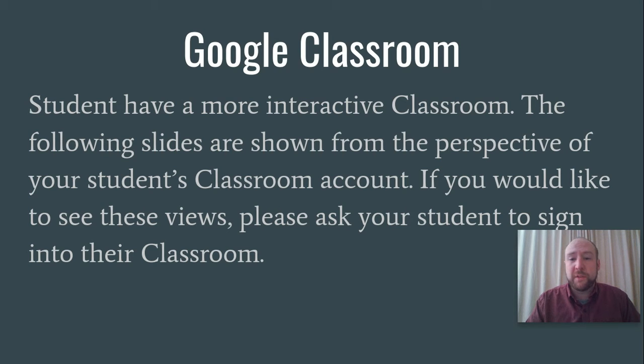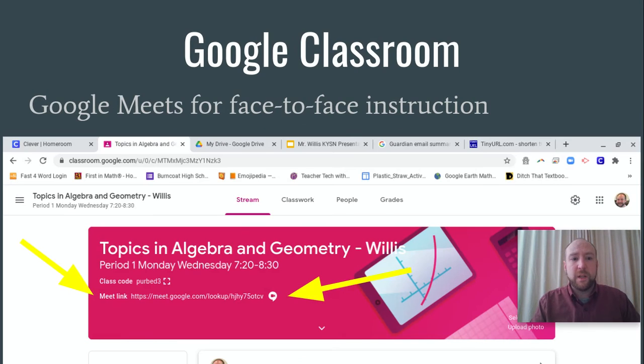So students have a more interactive classroom than what the Guardians are able to see. So you will not necessarily have access to see what we're about to see from your account, but your student will. So if you want to see what some of these specific views are, you need to ask your student to sign into their classroom. So for Google Meets, depending on when the classes are, they're going to sign on, go on to Google Classroom, and then there is a Meet link that will allow them to get on. They're usually the same, but sometimes they do change. So they would need to go to Classroom every time to find the Meet link.